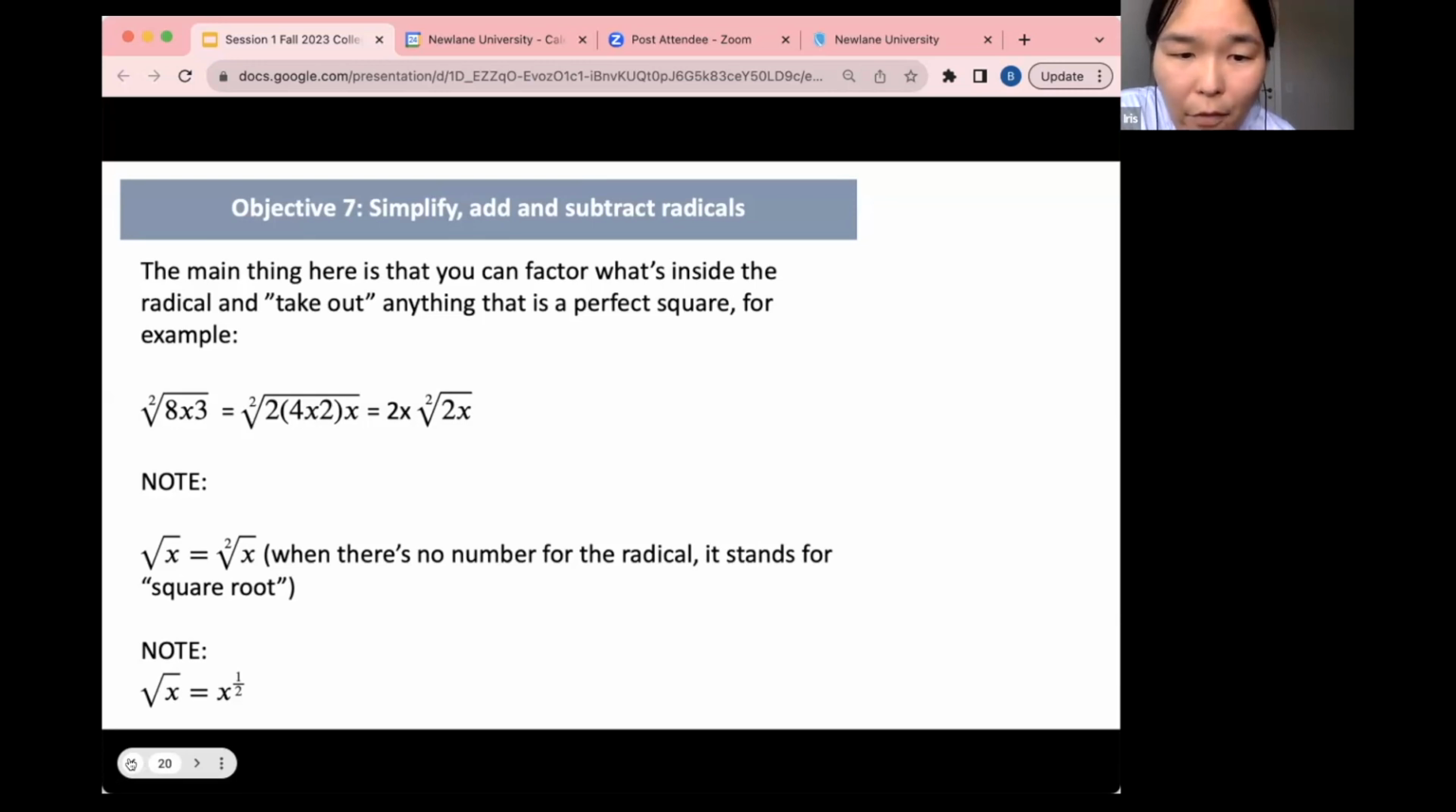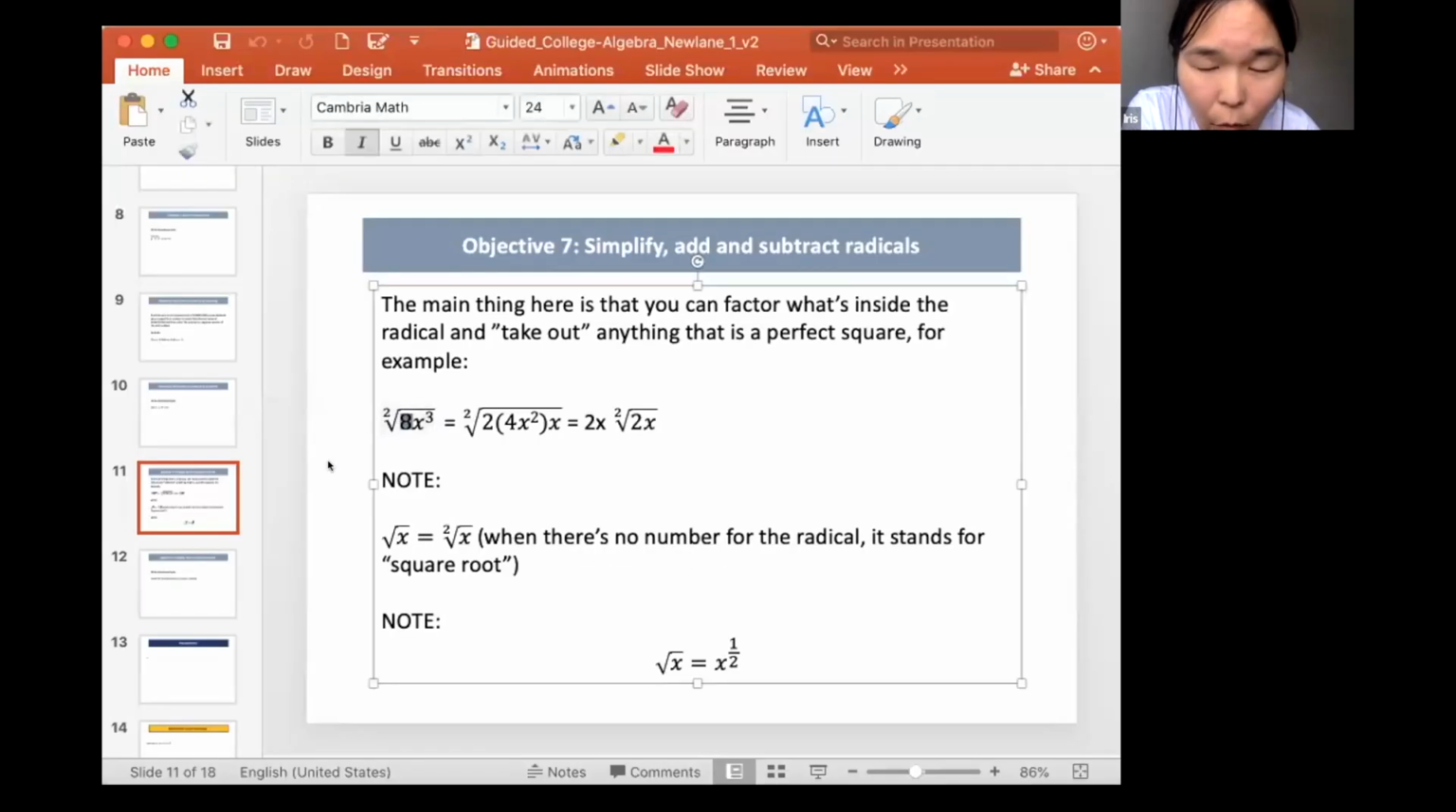For example, I have the square root of 8x cubed, right? So 8 is 4 times 2, so I made 8 into 4 times 2. And x cubed is x squared times x. So it's x times x times x, so it's x squared times x. So basically these guys are a perfect square.